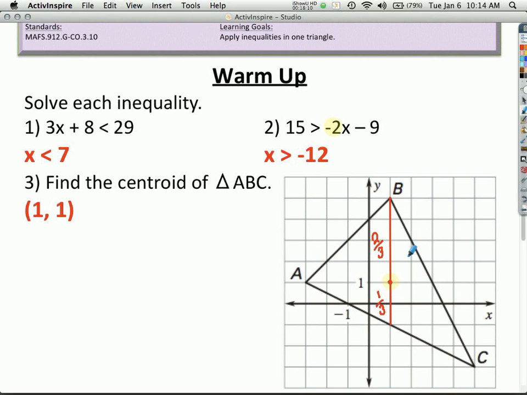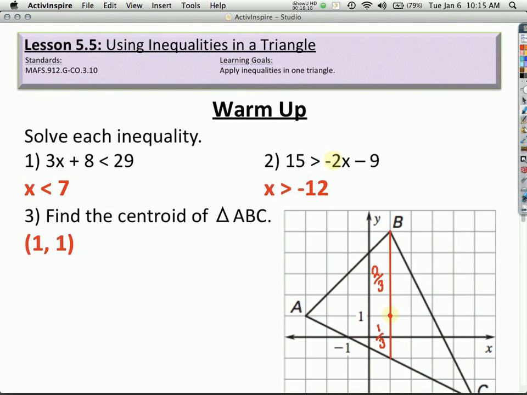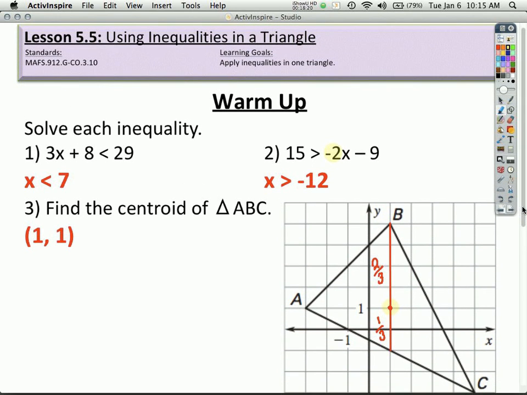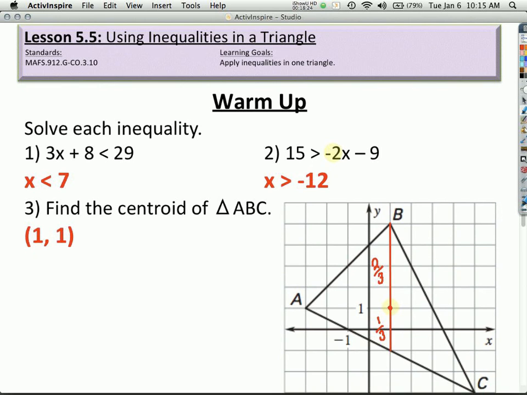Anyone have any comments or questions so far? Okay, well, I had to move the page a little bit so that you can see the whole warm-up, so now you can write the title of today's lesson, Lesson 5.5. And we're going to be using inequalities in a triangle.